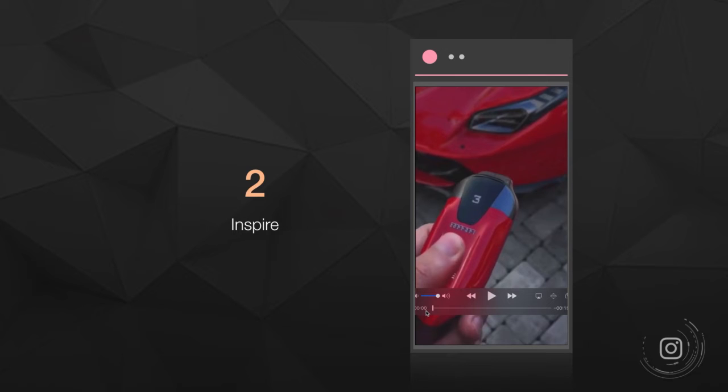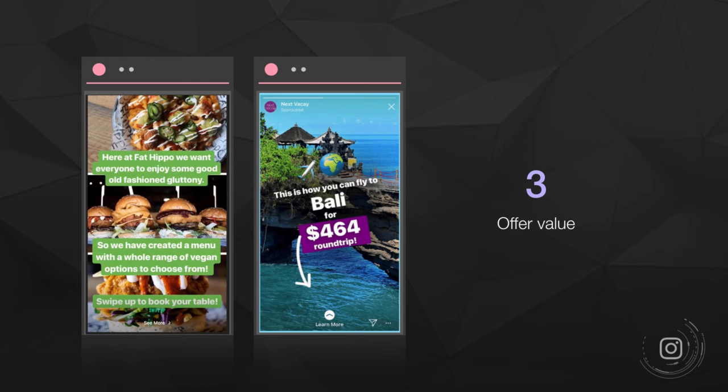So inspiring, you've got talking to the camera, you've got 4-step stories, which is where you have 4 different frames of text. Remember, offering value is really big. And you can see the ad over here on the left.